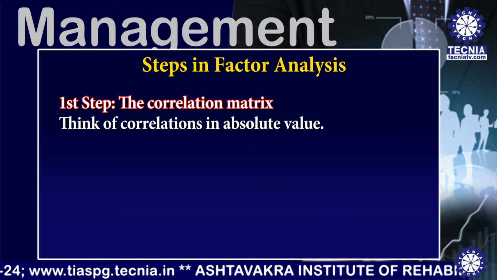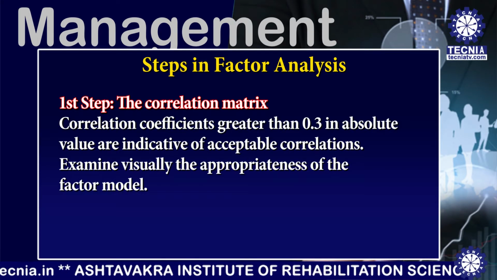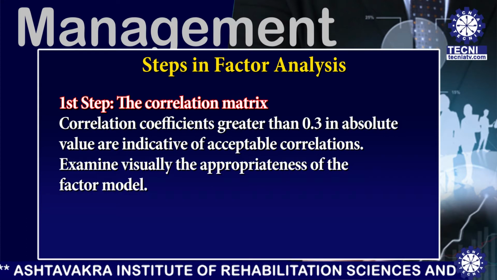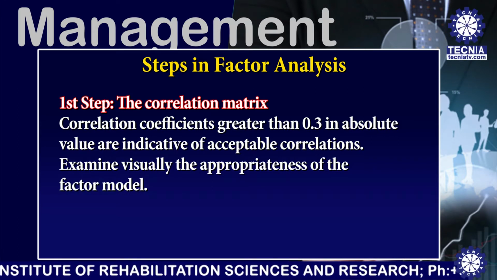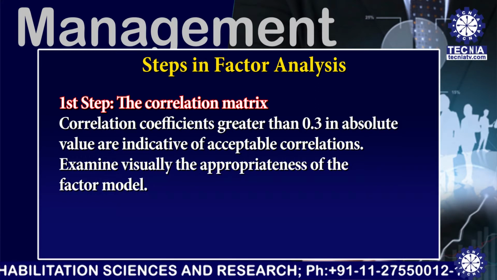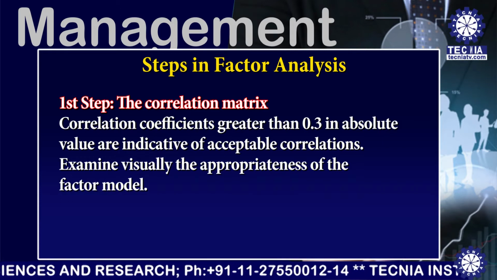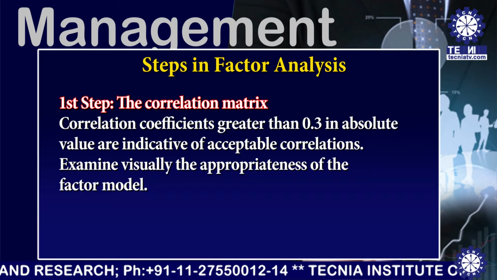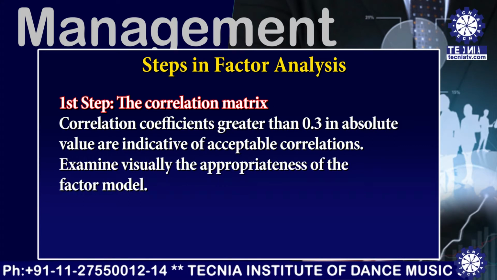Next one, think of correlation in absolute value. We have to consider correlations in absolute value, which means correlation coefficients greater than 0.3 in absolute value are indicative of acceptable correlations. Examine visually the appropriateness of the factor model.